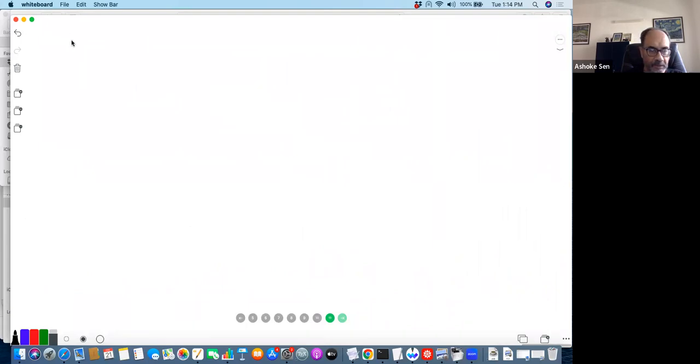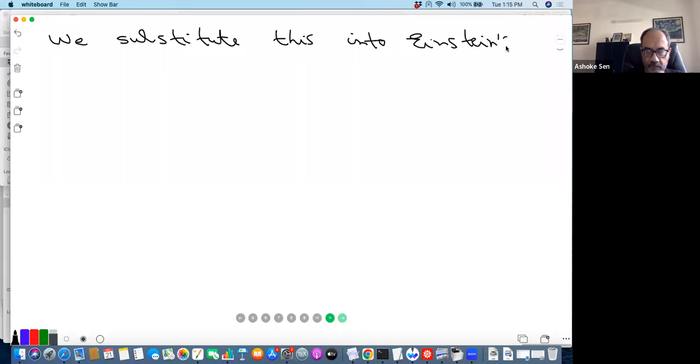So we are going to now substitute this into Einstein's equation. We substitute into R mu nu equal to 0. So this now involves some calculation. What I'll do is write down the expressions for the various components of R in this matrix.